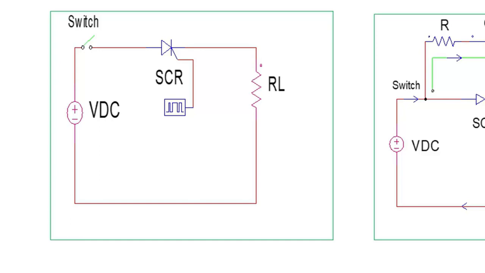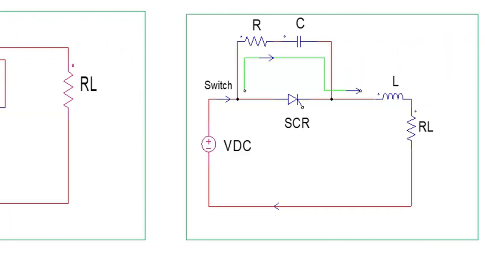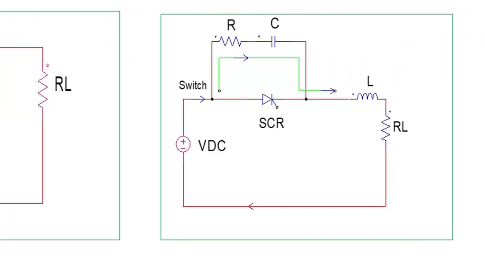So the thyristor here is not protected from any high dIdt or high dVdt. Let's switch to figure number B. Here an inductor is connected in series with the SCR. So the thyristor is protected from high dIdt because of the basic property of the inductor.